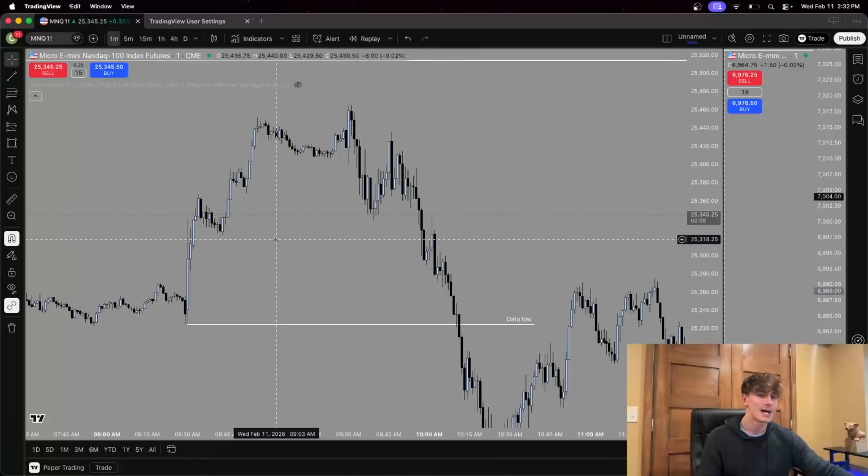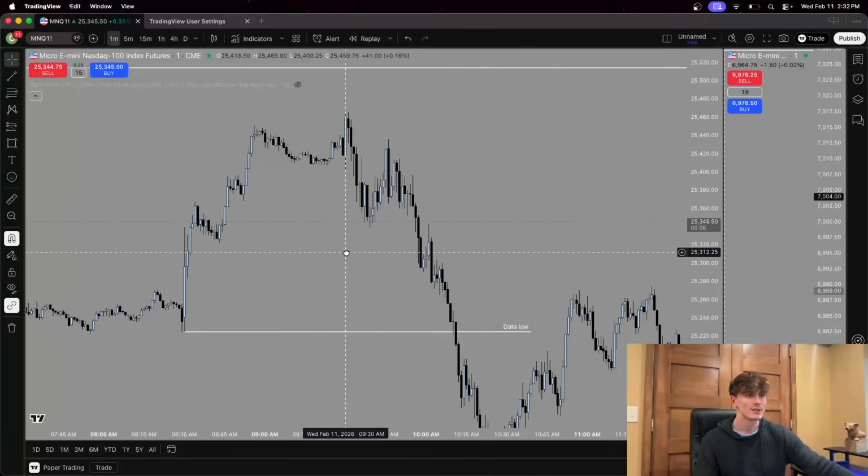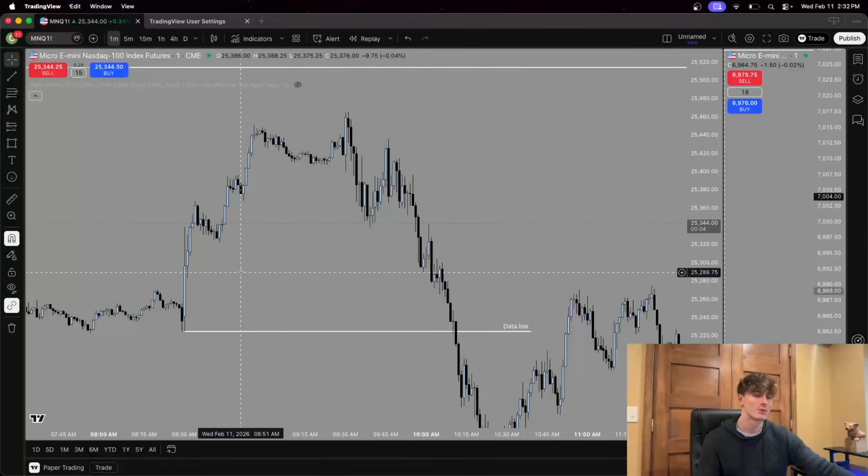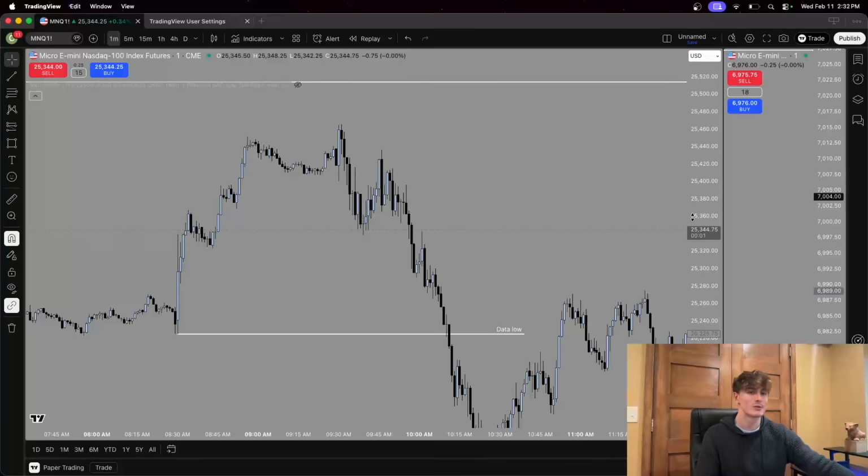And a lot of the times, price will deliver to either the high or low, whichever one's not taken, even if your bias is very strong in the other direction. So I was cautious going into today because I had a good bullish bias, but the 8:30 low is also a very strong magnet for price.